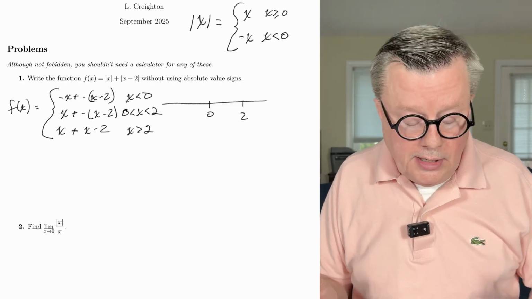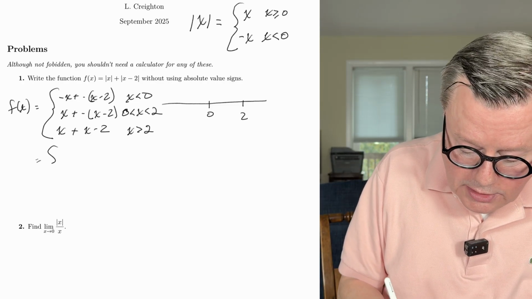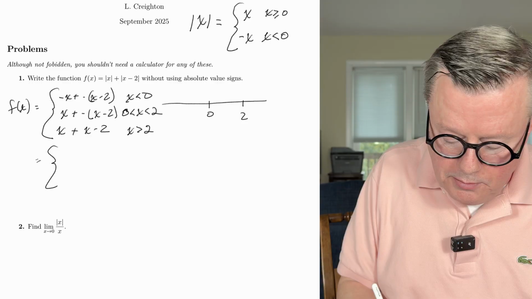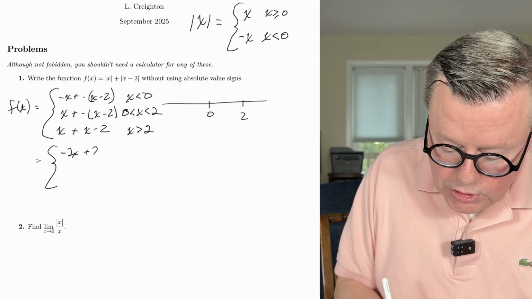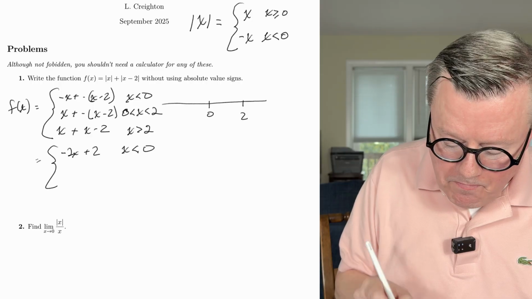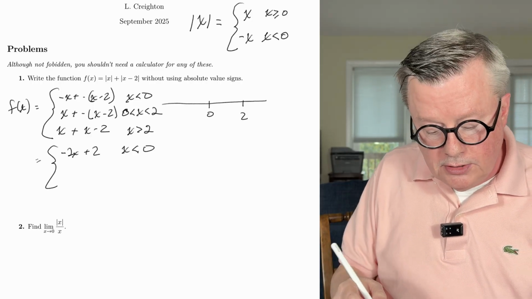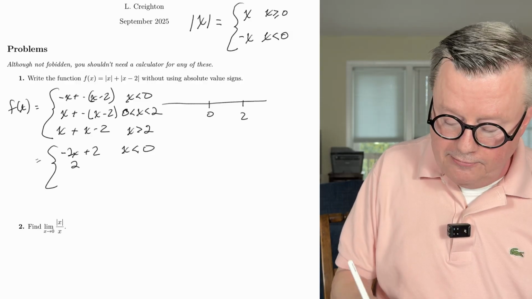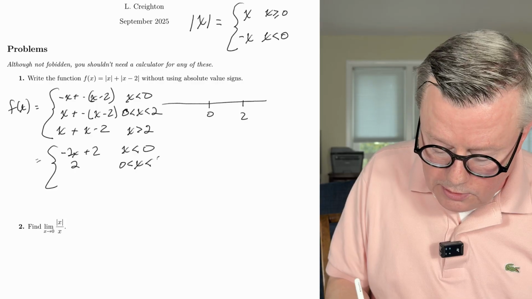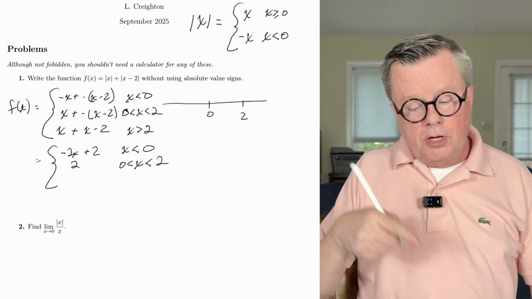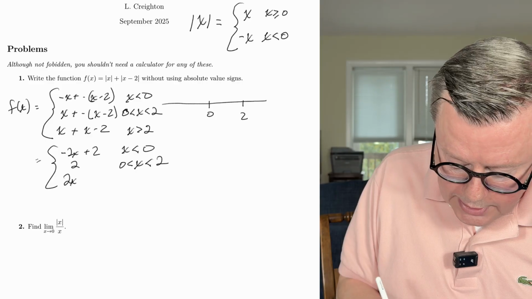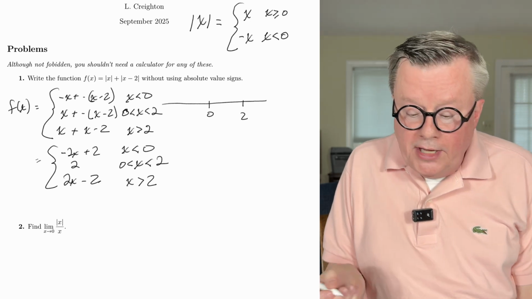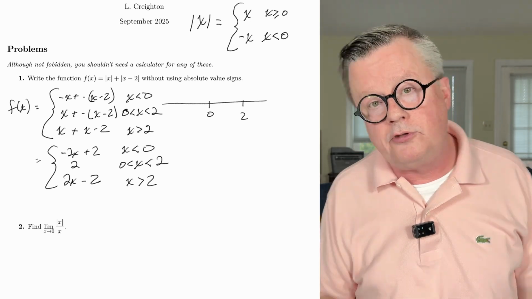All right, now it's just a little algebraic simplification, and I will have it. Negative x plus the opposite of x minus 2 is the same thing as minus 2x plus 2 for x less than 0. When I combine x plus negative x minus 2, that's going to be x minus x. That cancels out. I will simply have a positive 2 between 0 and 2. And finally, I've got x plus x minus 2. That gives me 2x minus 2 for x bigger than 2. Great. So that is my function rewritten without using absolute value signs.